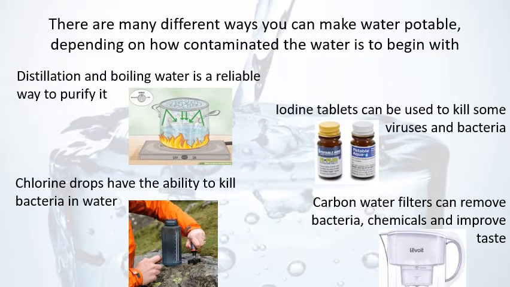This slide shows just a few of the methods that we might use to help us to obtain potable water. Distillation and boiling can help us to obtain pure water. We can add chemicals such as iodine or chlorine to water, and that can kill viruses and bacteria. And finally, you might have a water filter in your house, and that can also remove bacteria, but also chemicals, and can make the water have a nicer taste.